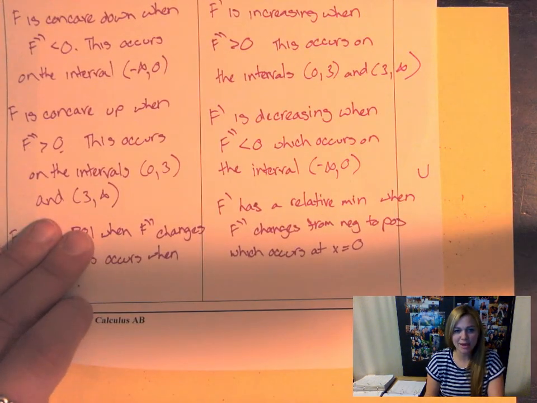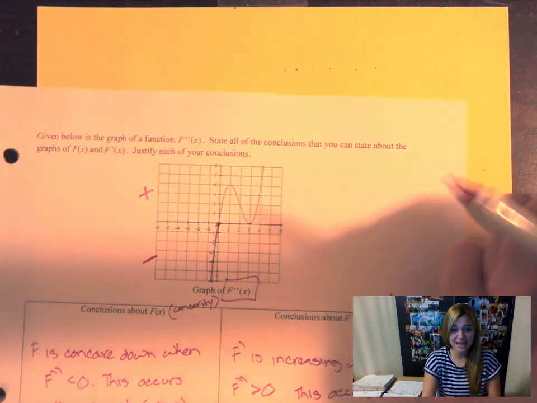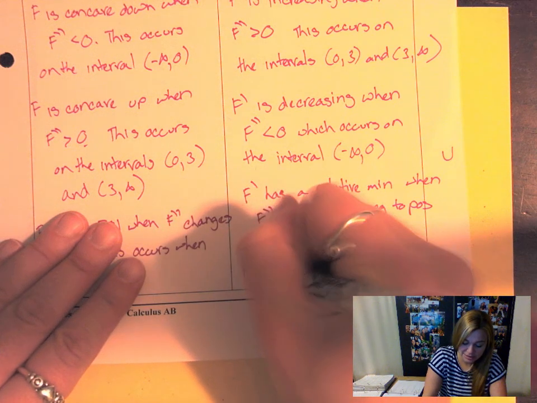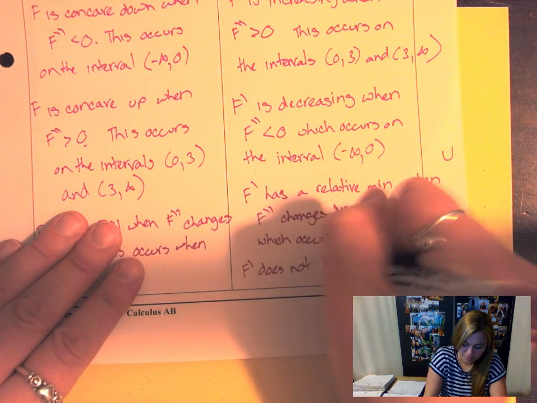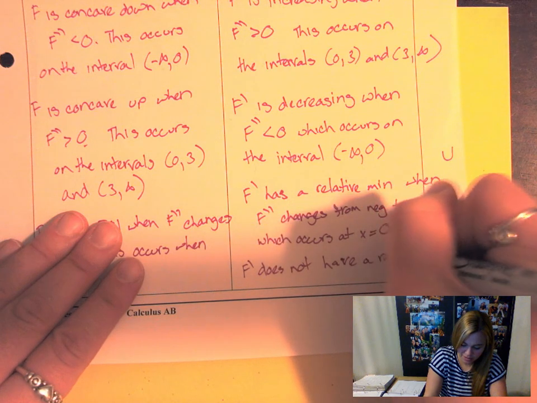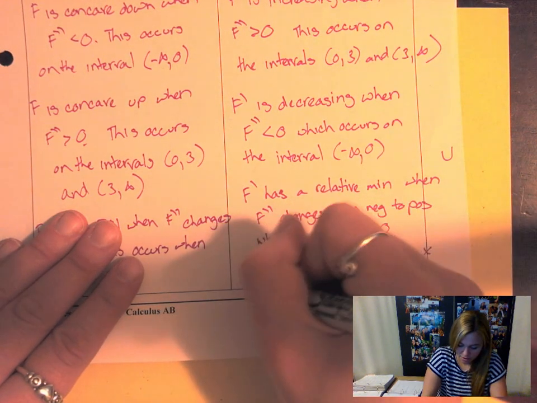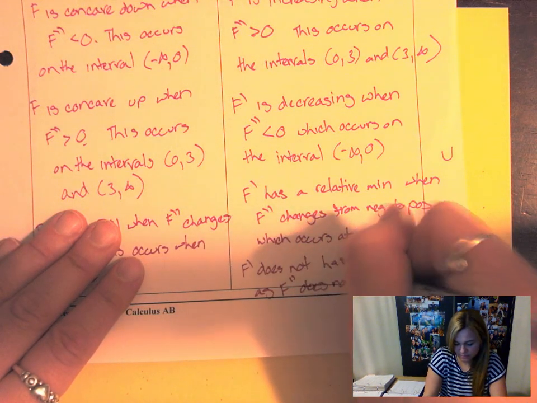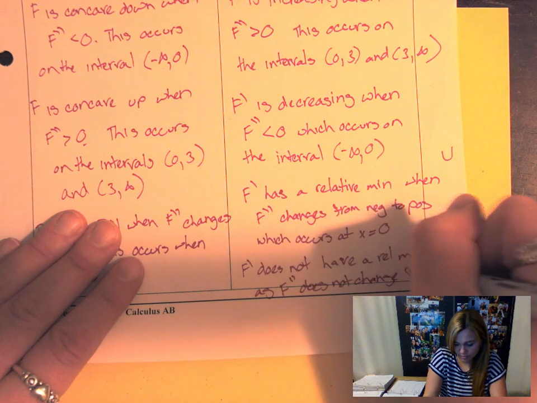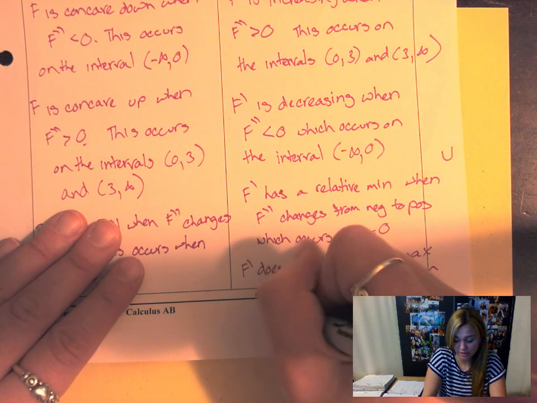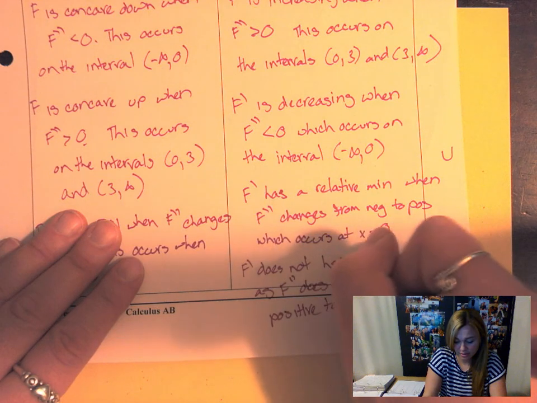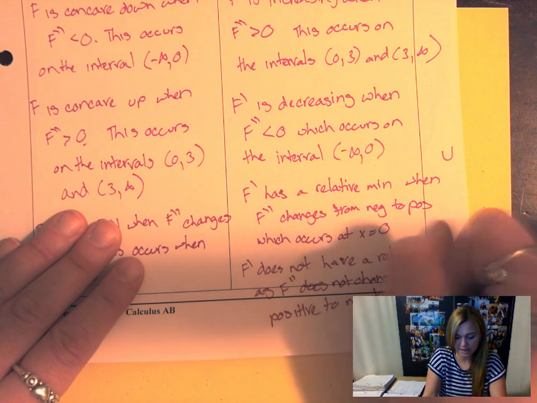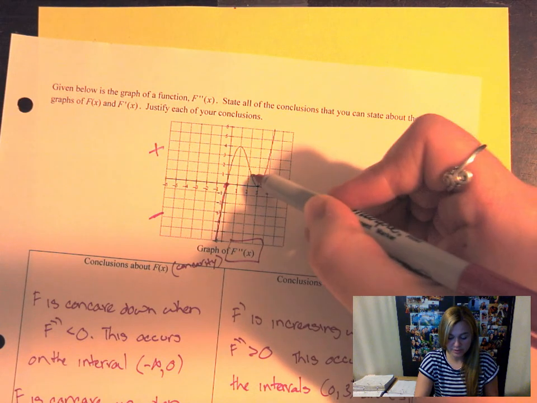Does it have a relative max? f prime has a relative max when changing from positive to negative. That doesn't happen. So I'm going to say f prime does not have a relative max, as f double prime does not change from positive to negative. I'm always reading from left to right. Positive to negative, left to right, negative to positive. This would be positive to still positive. Reading left to right.